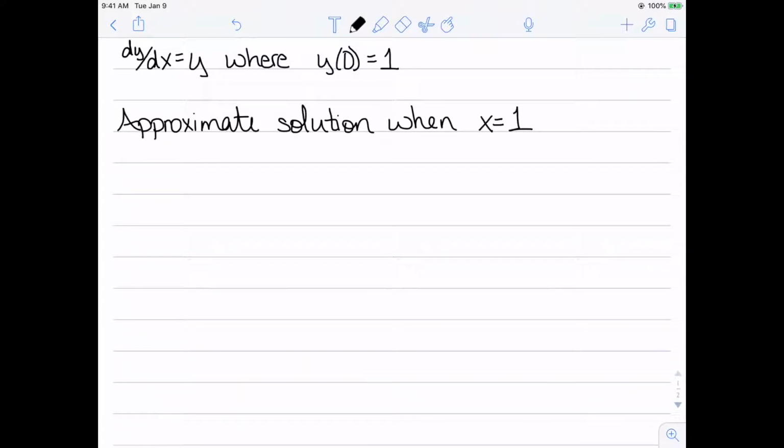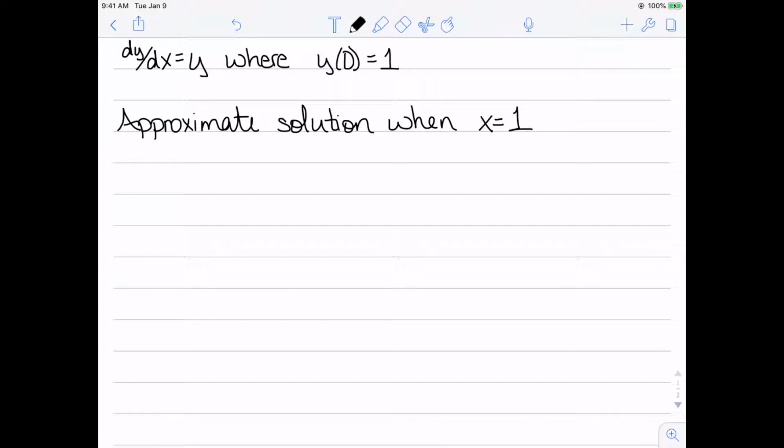So in order to do this, we're going to look at a very basic differential equation. We're going to consider the differential equation dy/dx equal to y, where we know it passes through the point y(0) = 1. And we want to try to find the approximate solution when x is equal to 1. So essentially y(1) is equal to what?